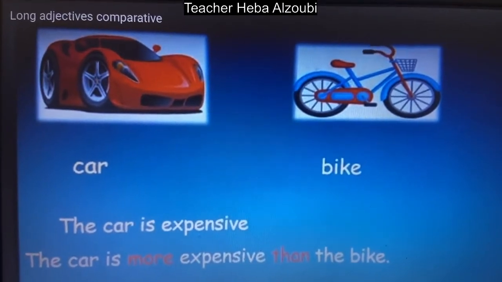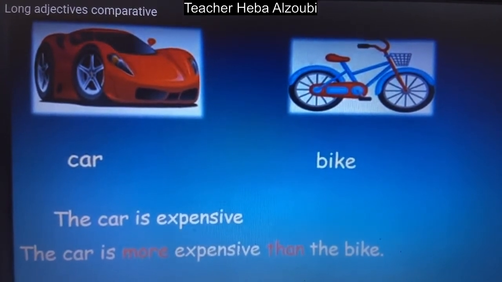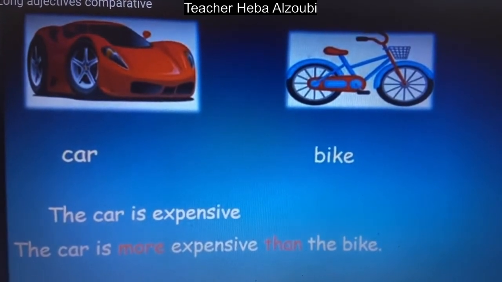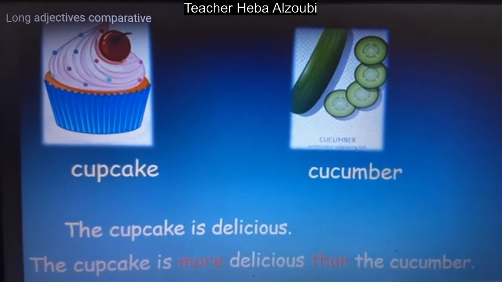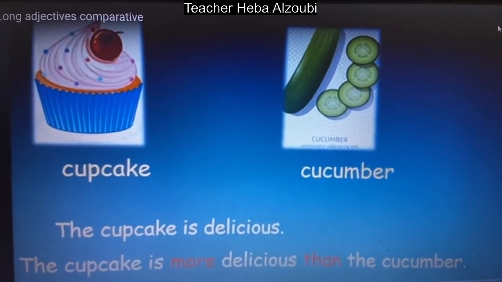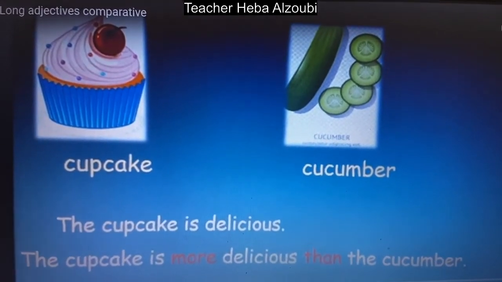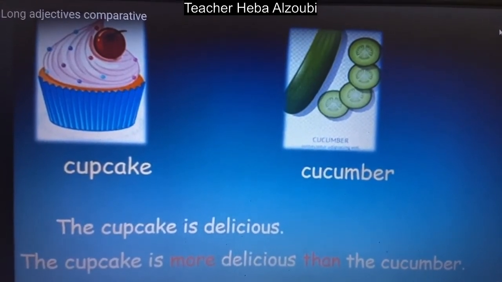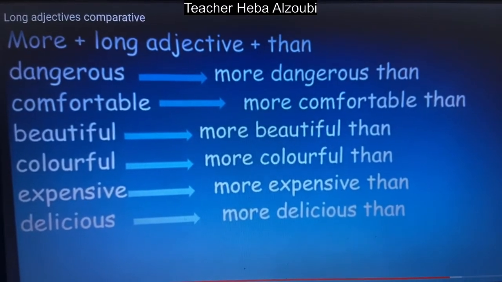Expensive. The car is expensive. The car is more expensive than the bike. The cupcake is delicious. The cupcake is more delicious than the cucumber. So the adjective delicious becomes more delicious than the cucumber. More delicious than. Let's read them together.